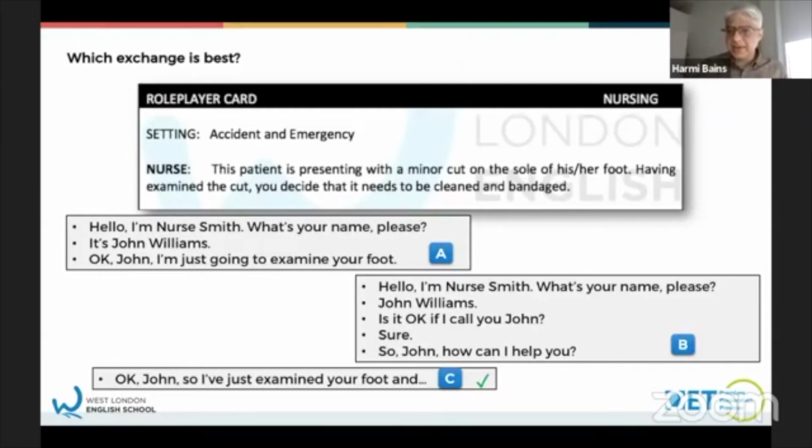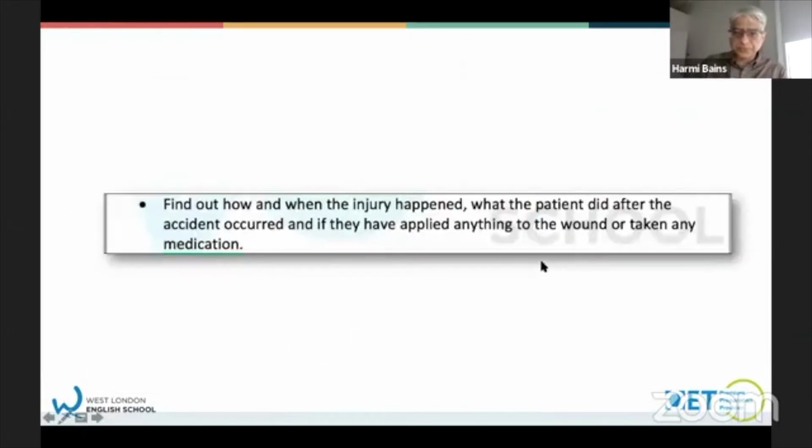So really just take care when you open your task. You can't plan ahead and think, this is what I'm going to do. You may think of several different ways that you can open your role play, and then on the day of the exam, you'll think, okay, this is what I need to do. So with this task, it's probably better you can assume you've done the introductions already and you can go straight into the task. This was your first task. It said find out how and when the injury happened, what the patient did after the accident occurred, and if they have applied anything to the wound or taken any medication.